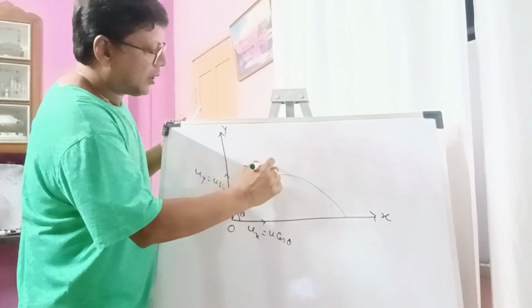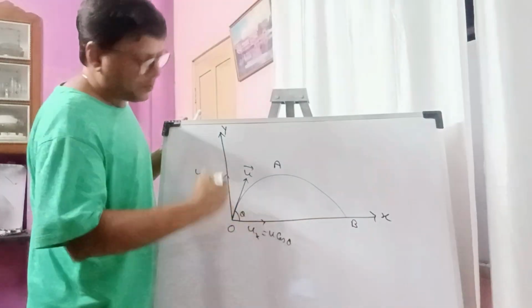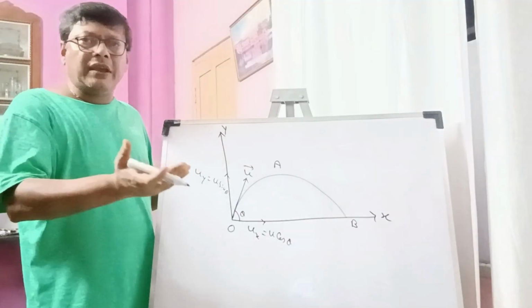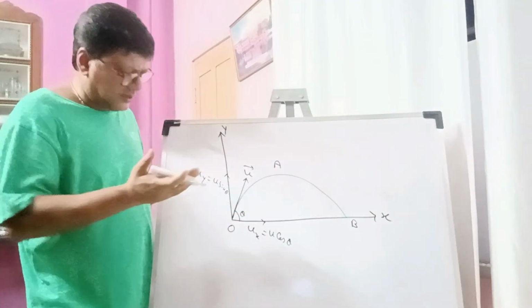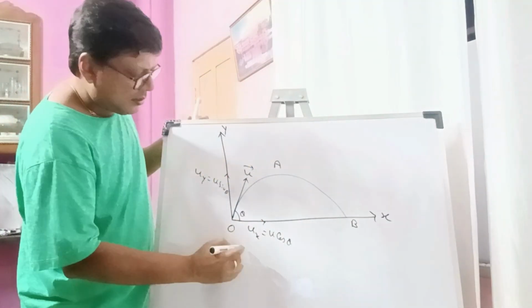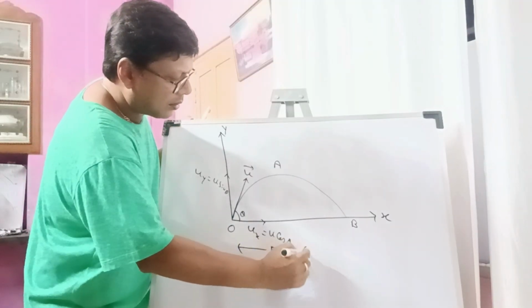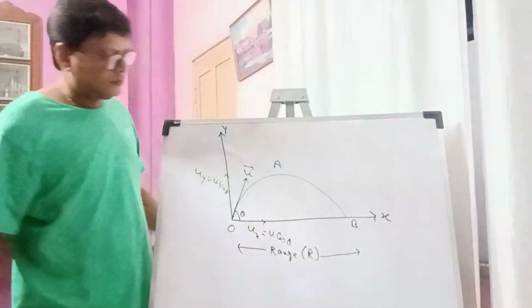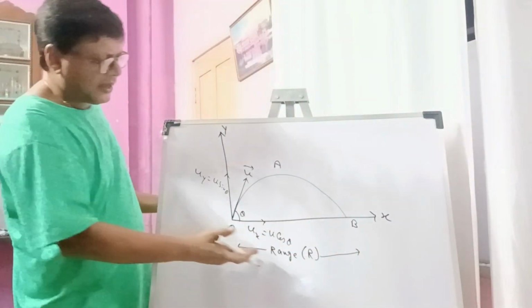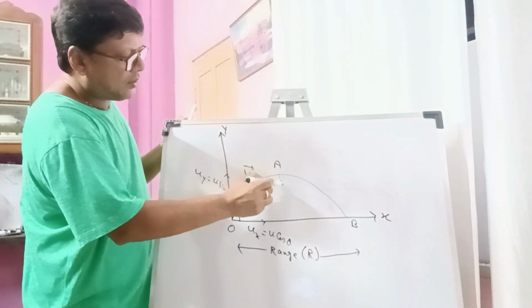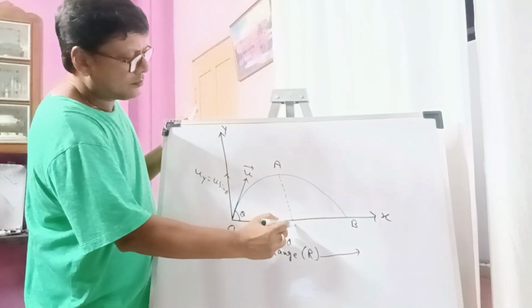It travels along a curve OAB and reaches down after some time at point B. This distance OB, we can say it is the x-axis displacement. In projectile motion we say it is the range R. It can also be said horizontal range, same thing. And this is the maximum height, H.